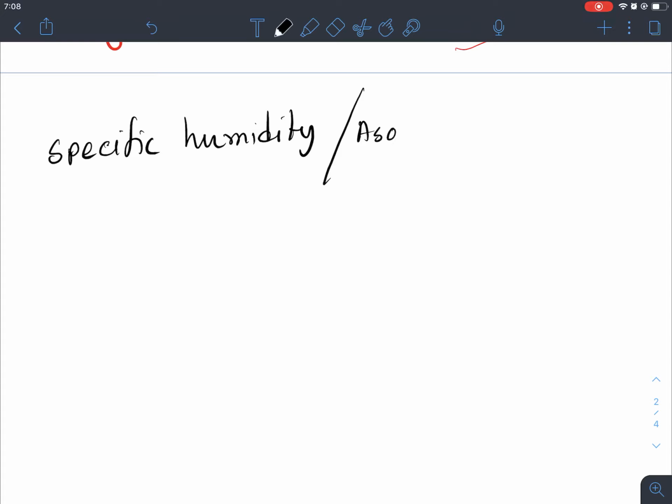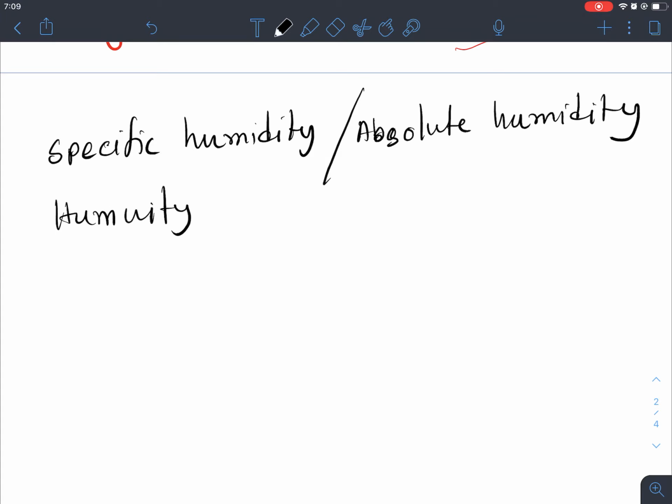Specific humidity, or we call it absolute humidity, or we call it humidity ratio, right? So basically we express it through the omega. So what is the definition of this one, or what is the meaning of this specific humidity, absolute humidity, or humidity ratio? That's what we are going to take a look at, right?